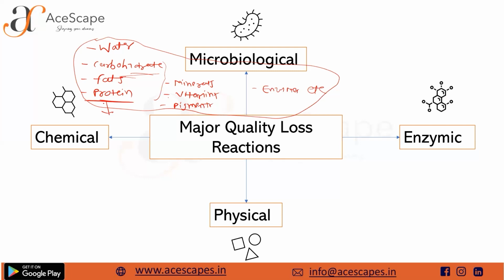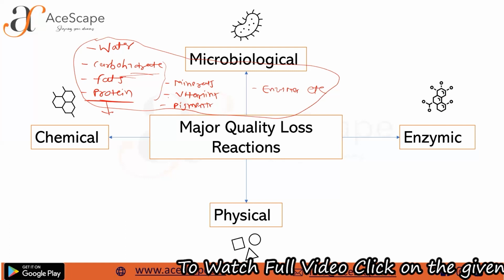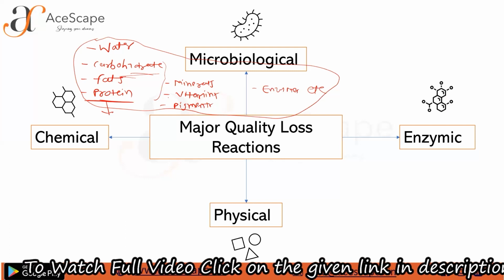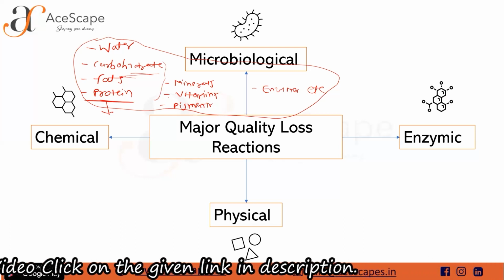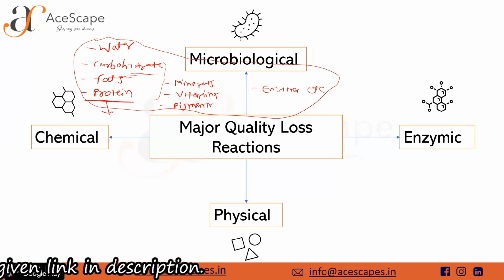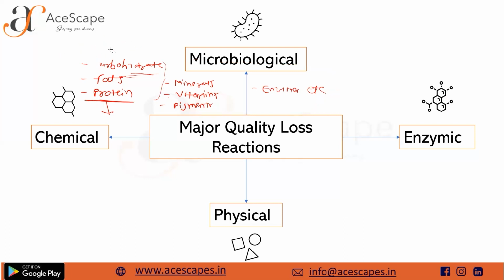Its quality is increased. If we talk about fat, if it gets oxidized, then it may produce some rancid flavor, which is not good, right? So there are lots of reactions involved in food because food is a very complex structure. We have to understand all this complexity to preserve that food, right? So these are the major components of food.